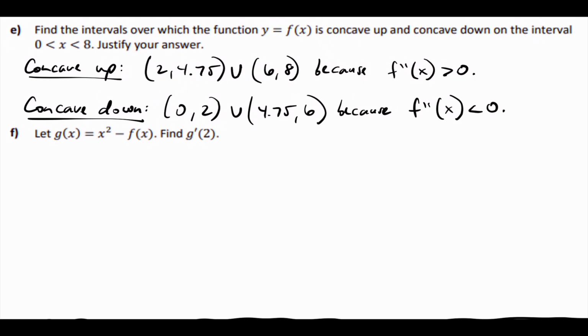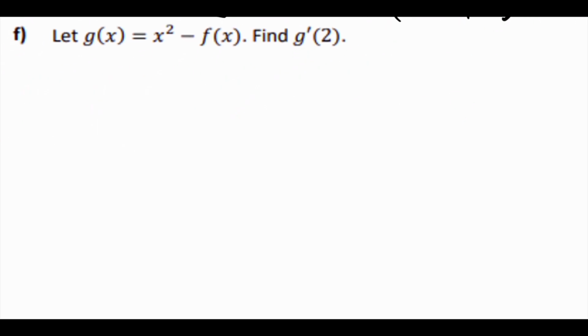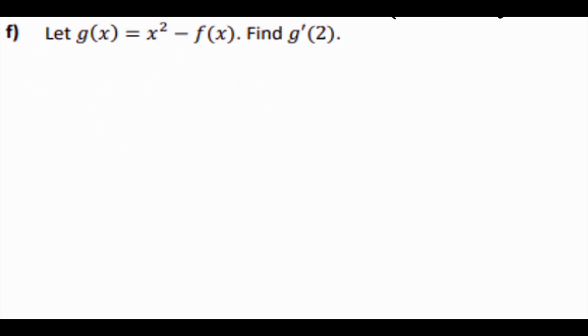But part of f, so it's taking something else and subtracting f of x. That's g of x. And they want us to find g prime of 2. So if that's the guy I need to find, what's the first thing I need to do? Find the derivative of g.